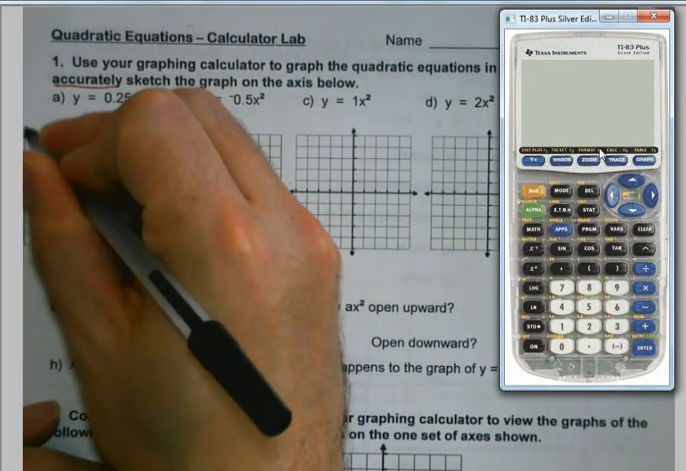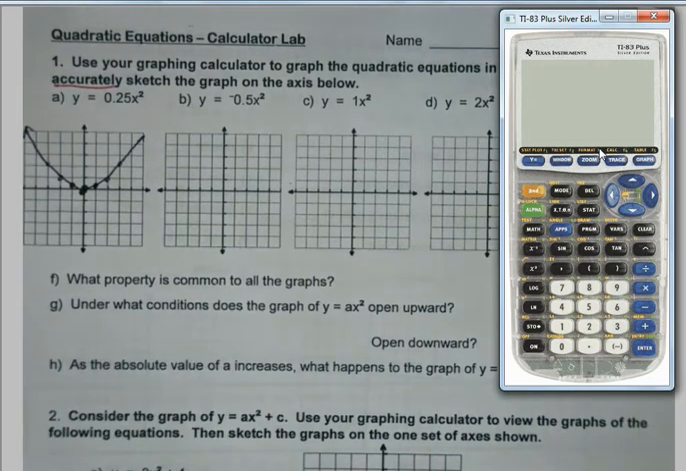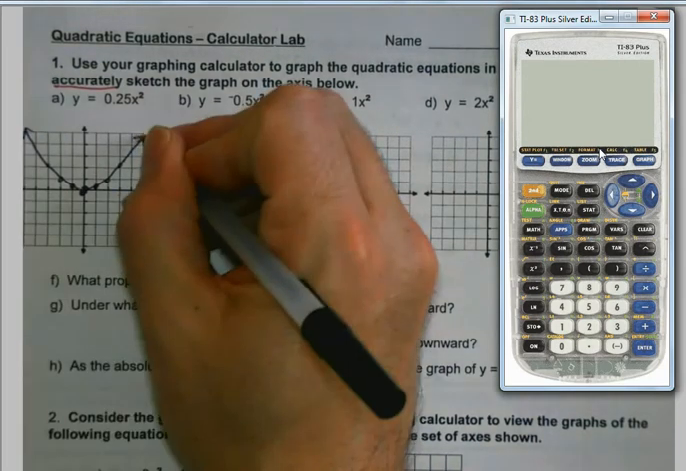So go ahead. And again, these are curves. These aren't absolute value equations. I don't want V's. Okay, as long as you get a little curve in there, you're okay. Make sure I get my arrows on there.